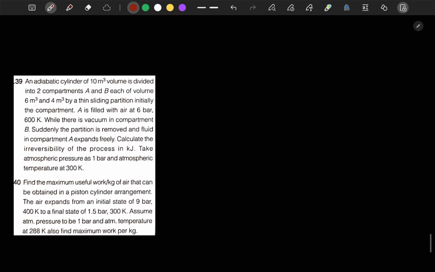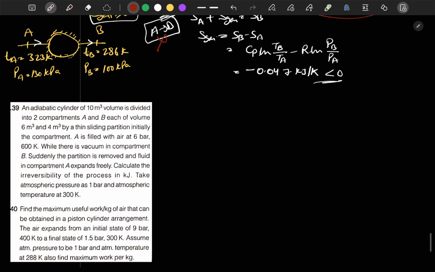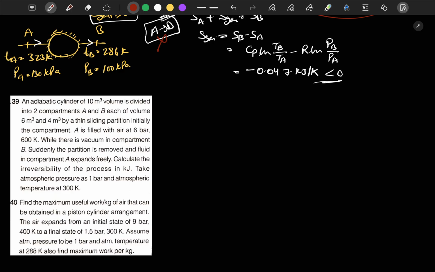Next question, so we will start discussing this question here. Question number 39 mentions that an adiabatic cylinder of 10 meter cube volume is divided into two compartments A and B, with volumes 6 meter cube and 4 meter cube.